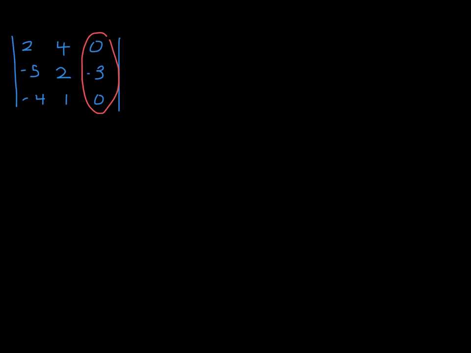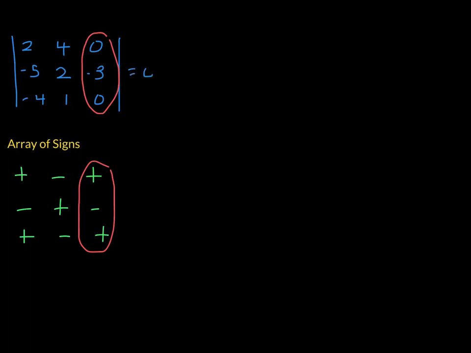Alrighty, okay, let's not forget the array of signs. We are expanding by the third column. So we'll be adding, subtracting, and then adding, okay? So here we go. So this will be equal to 0 times the 2 by 2 matrix found by eliminating the row and the column containing 0. So therefore, it'll be -5, 2, -4, 1.